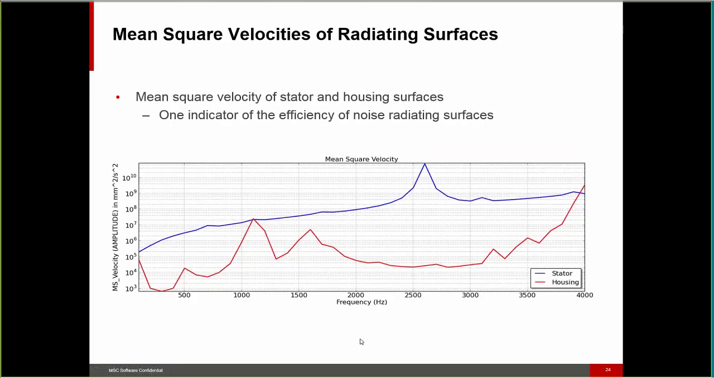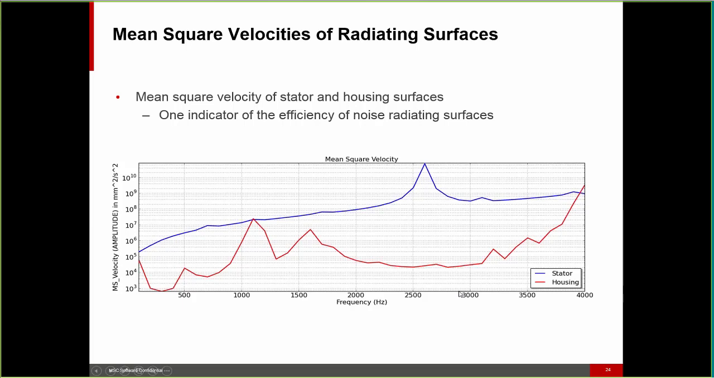We can also look at global indicators such as the mean square velocity of the stator and the housing surfaces. The blue line right here is the mean square velocity of the stator, and the red line right here is the mean square velocity of the housing.